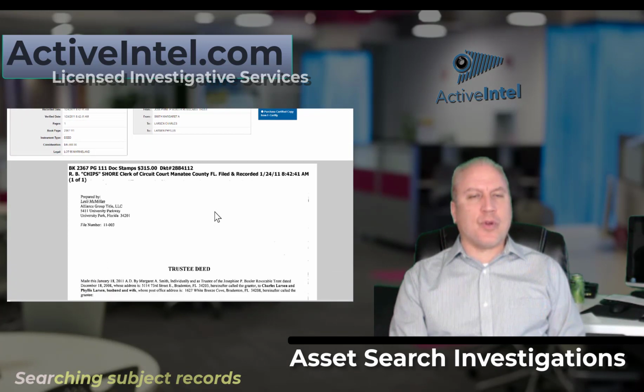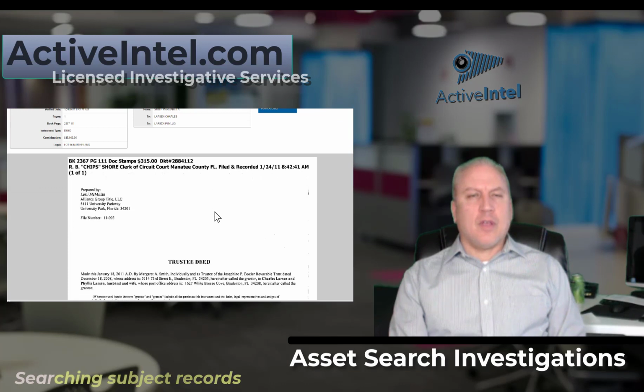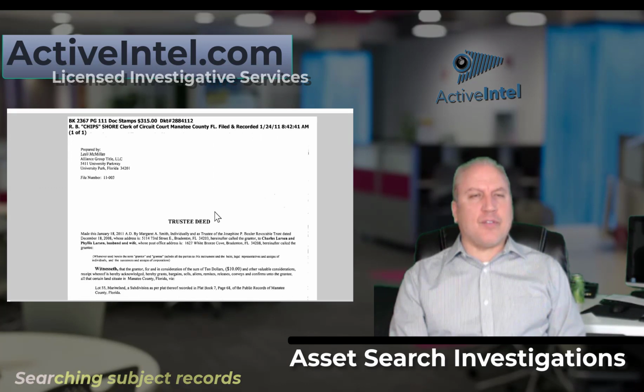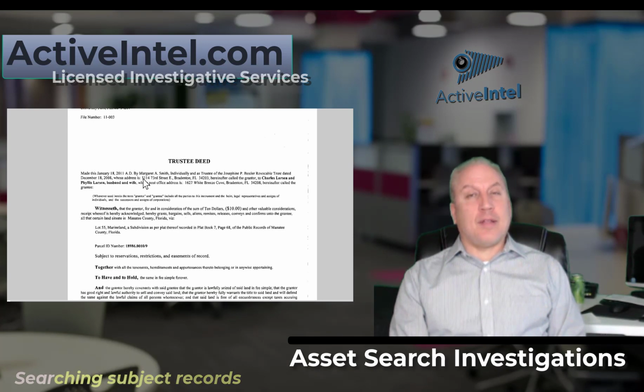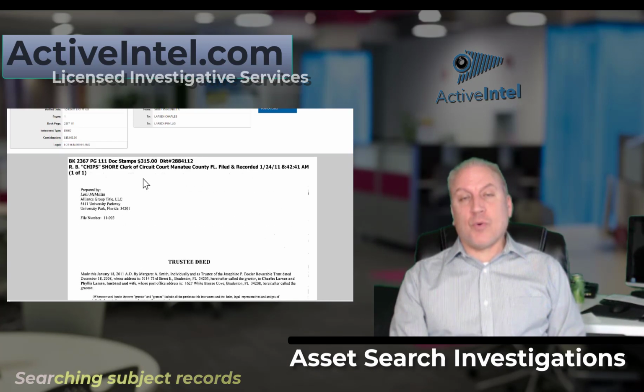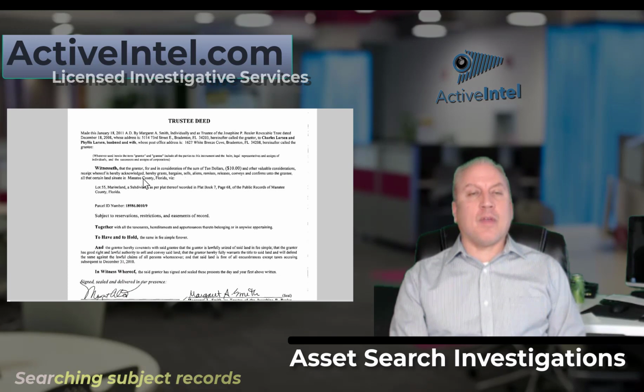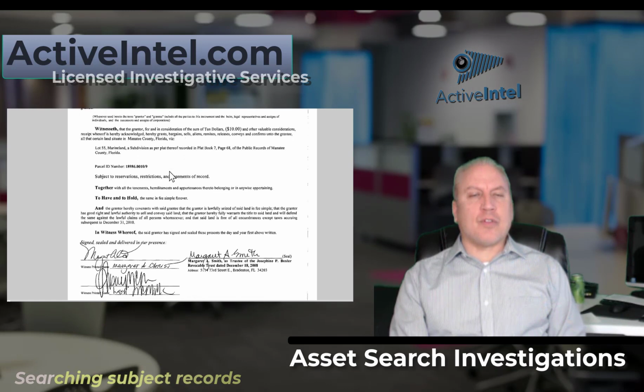It'll probably be a lot shorter, fewer pages. A deed is usually 1 or 2 pages. Again, book and page, who it's prepared by, Alliance Group title. Well, that title company in many cases will have vast information about the subjects, copies of driver's licenses, maybe tax returns. They could have financial statements. They certainly wrote a check at the closing for closing fees, so there's an account there. And it'll talk about who the parties are to the transactions.